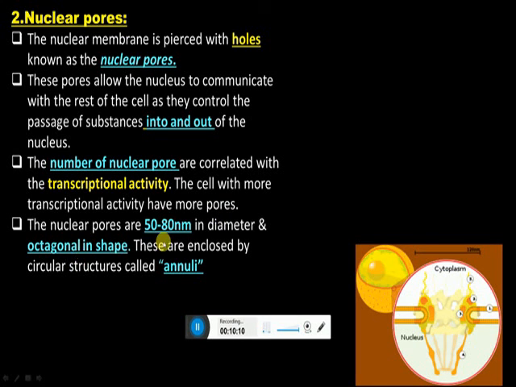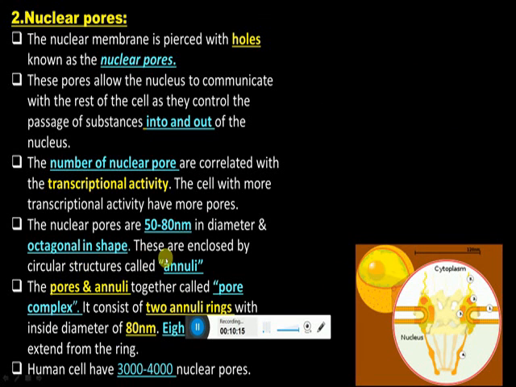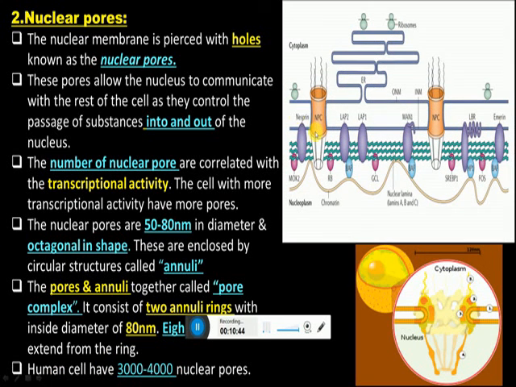The nuclear pores are 50 to 80 nanometer in diameter and octagonal in shape. These are enclosed by circular structures called annuli. Annulus is singular, annuli is plural. So actually two annuli per pore are present. The two rings or annuli are interconnected with spikes. The pores and annuli together are called the pore complex. It consists of two annuli rings with an inside diameter of 80 nanometer. Eight spikes extend from the rings. A human cell has 3000 to 4000 nuclear pores.